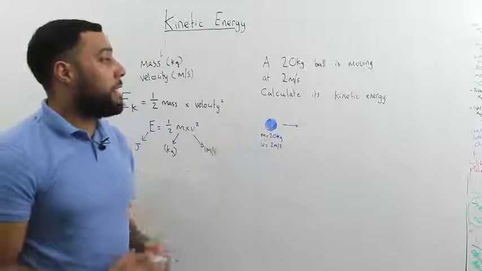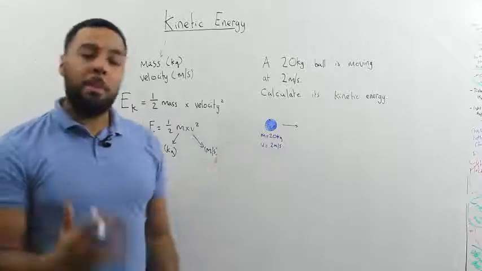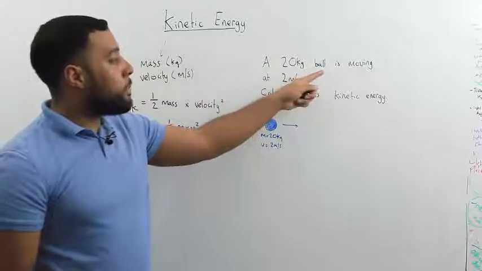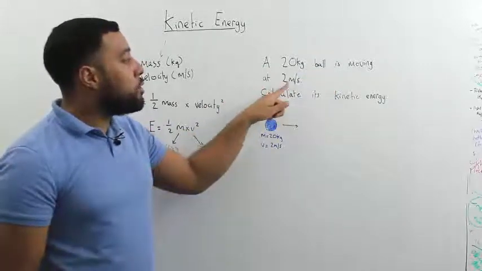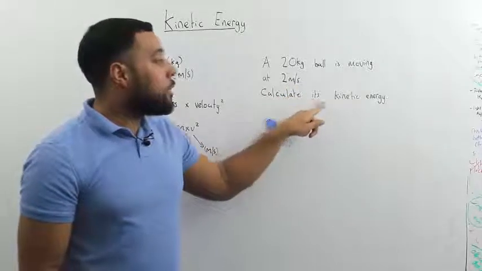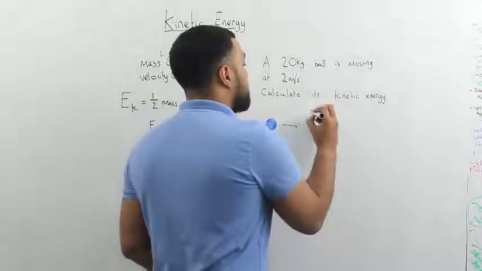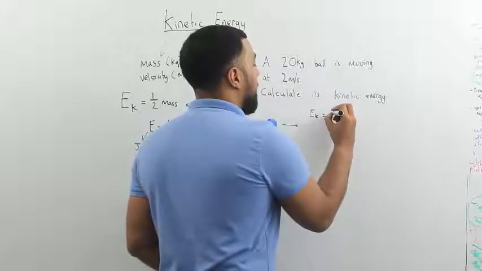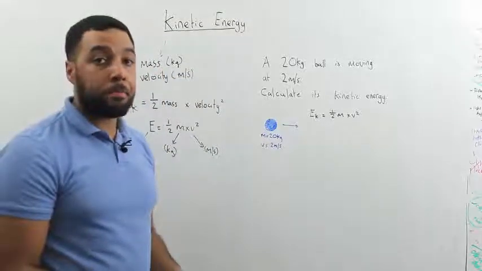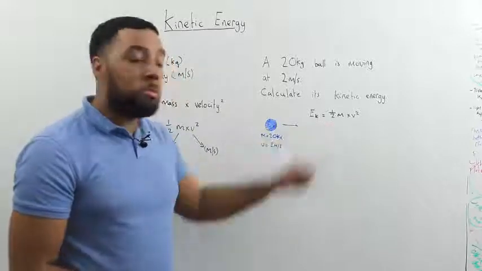Let's take a look at this example and see if we can apply this equation to a typical question that you could get in your exam. It says a 20 kilogram ball is moving at 2 meters per second. So it has kinetic energy. And the question is saying, calculate the kinetic energy. What I would do is, first of all, write out my equation first. And I can see that it doesn't need rearranging, so I can plug the numbers straight in.